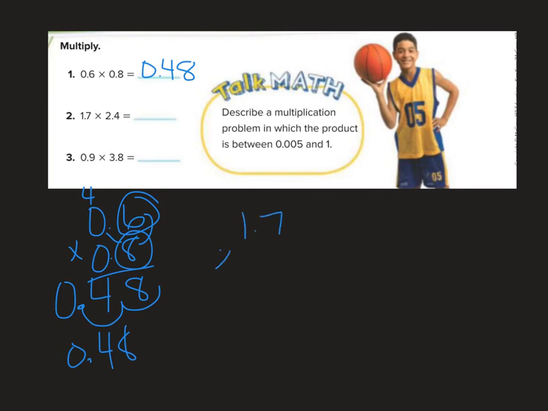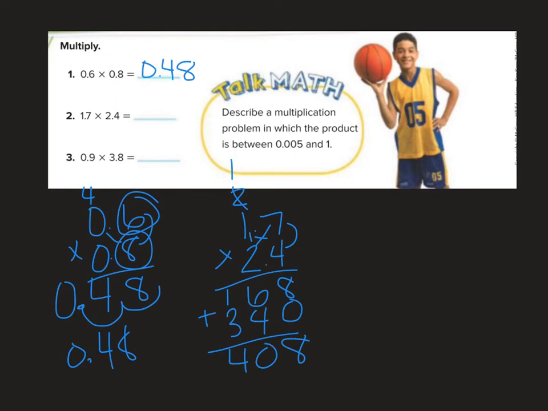1 and 7/10 times 2 and 4/10. 7 times 4 is 28. 4 times 1 is 4, plus 2 more is 6. Going to the next space, so I need to put a 0 there. 2 times 7 is 14. 2 times 1 is 2, plus 1 more is 3. Add them up. 10, 4. Now I'm counting 1, 2 spots to the right of the decimal. So my answer is 4 and 8/100ths.